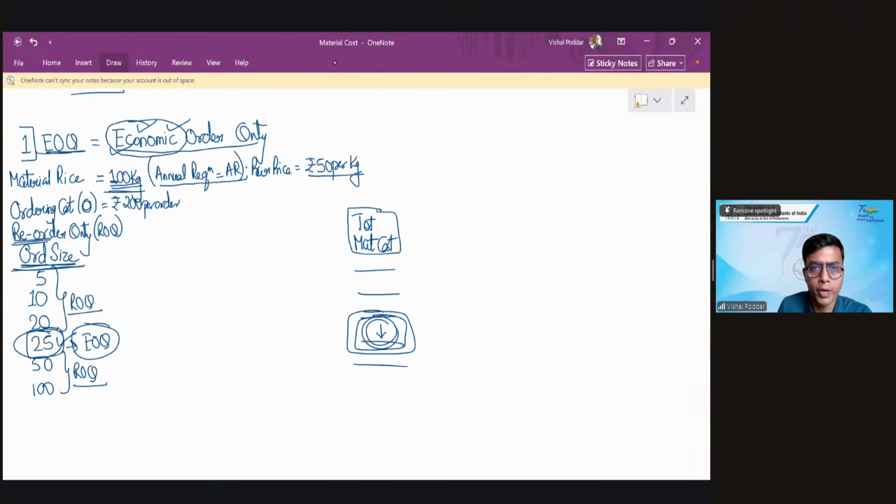Now, ultimately, I want to find out the total material cost. So what is this total material cost? One is my annual purchasing cost, one is my annual ordering cost, and one is my annual carrying cost. These three make up my total annual material cost, and I'll try to find out, of all the options, which option is giving me the lowest total annual material cost.